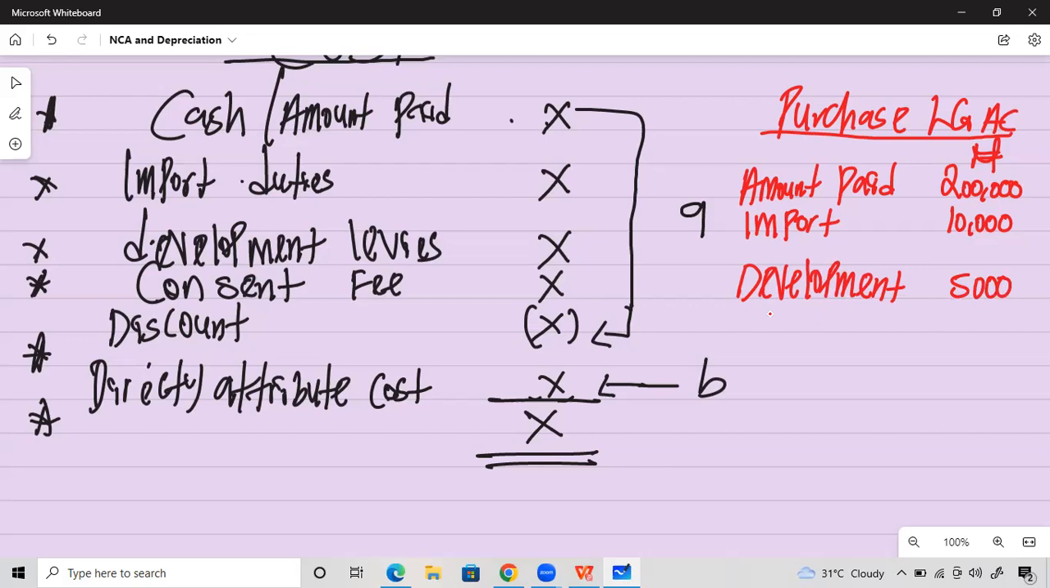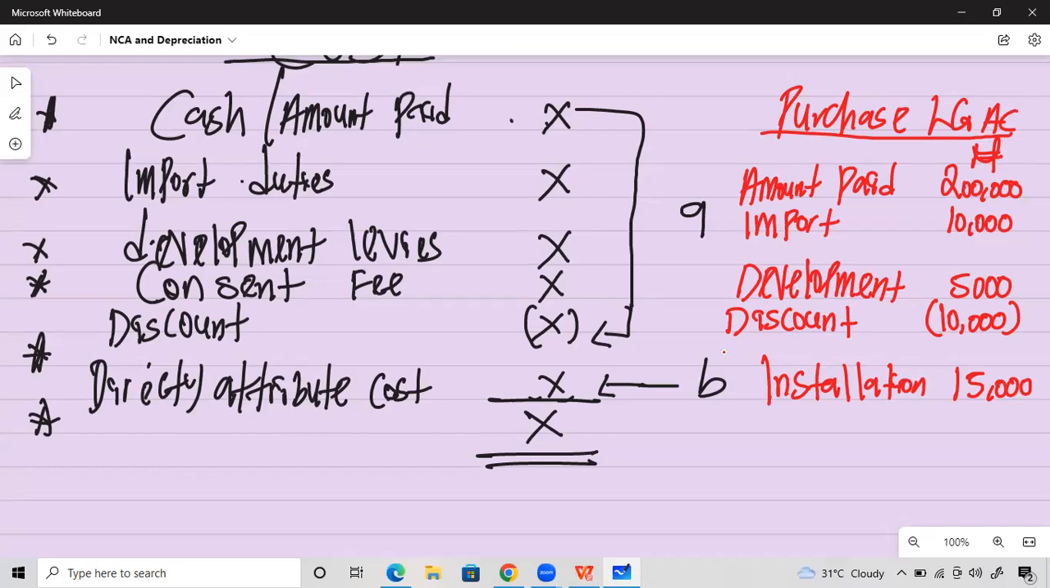Now, let's say, for example, this is the amount that you could have paid, right? But there was now a discount. Let's say you are given a discount of 10,000 naira. So I'll remove the discount. Now, what I'm going to add is the directly attributable cost. For example, let's say installation. Installation is a directly attributable cost. Let's say you pay installation to that electrician 15,000 naira.